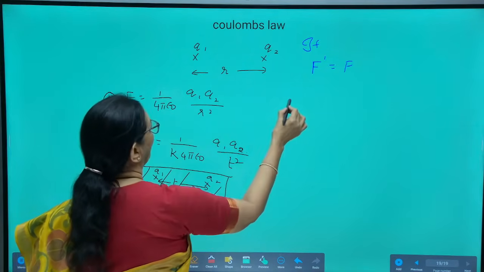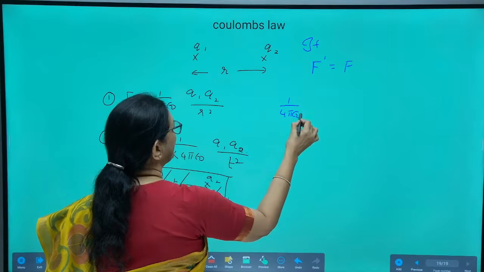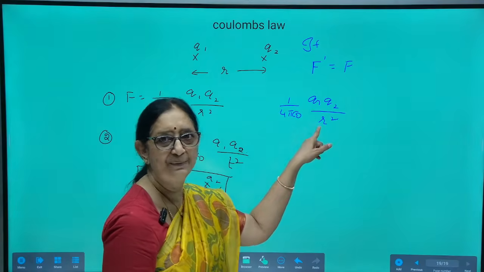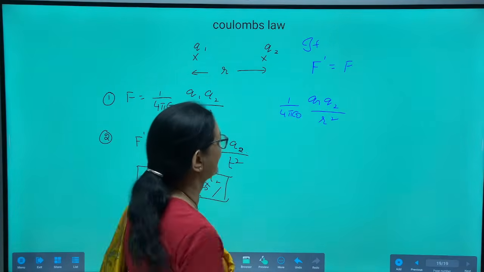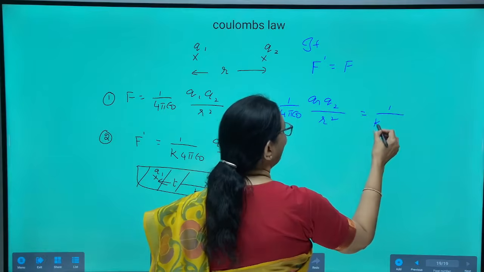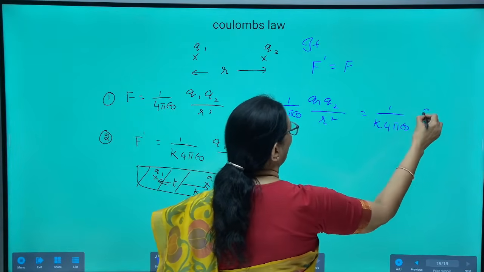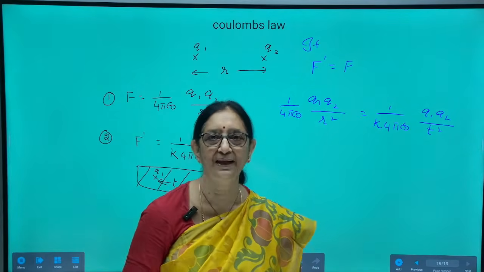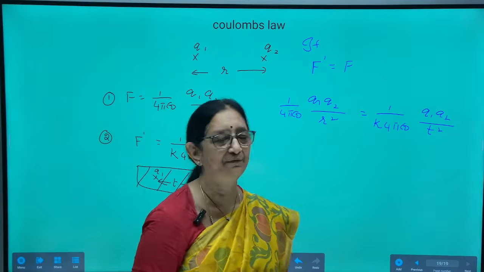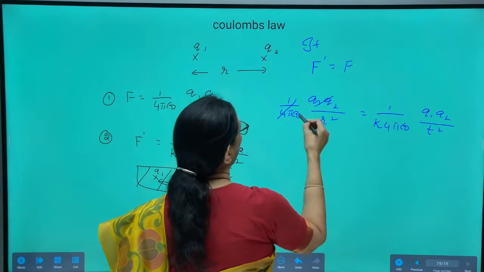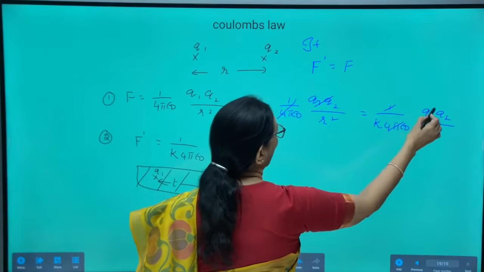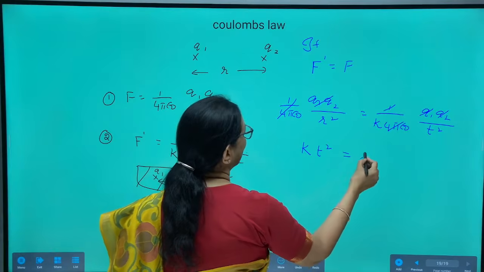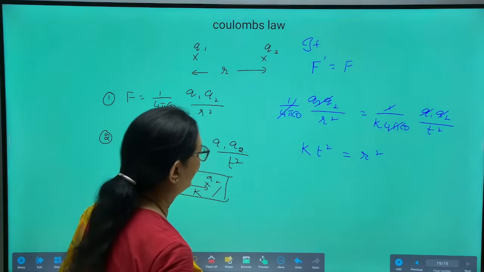1 by 4 pi epsilon naught Q1 Q2 by r square, where r is the distance between them when they are placed in air or free space, is equal to 1 by K times 4 pi epsilon naught Q1 Q2 by T square, where T is the distance between them when they are placed in a medium of dielectric constant K. Then what do we get here? 1 by 4 pi epsilon naught Q1 Q2 gets cancelled. K into T square is equal to r square, right?